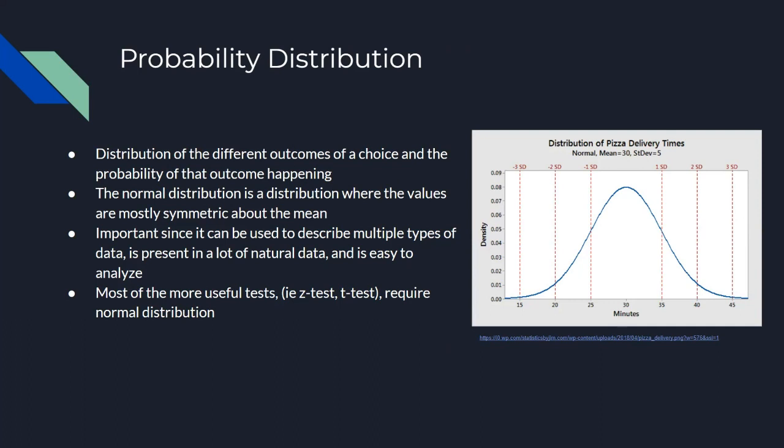And like I said, this is important because it's in a lot of natural data, it's very easy to use to describe a lot of different types of data, and it's really easy to analyze. A lot of the more useful tests, like I was mentioning earlier, do require this normal distribution. So having something in that nature is very, very helpful.